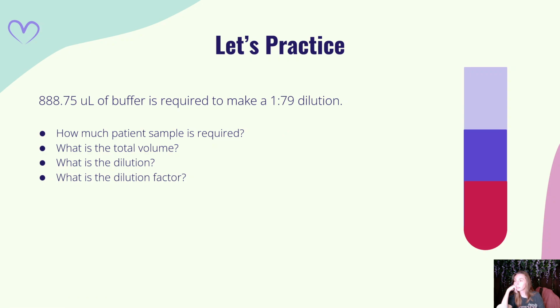It's too early in the slide to be making mistakes like that. 888.75 microliters of buffer is required to make a 1 to 79 dilution. So again, we have our ratio. So ratio is 1 to 79. Look at that, that's a 1. Cool. So that means that our dilution is going to be 1 over 79 plus 1, which equals 1 over 80. So our dilution is 1 over 80. Oh my gosh, it's also a 1. Yay! Our dilution factor is 80.